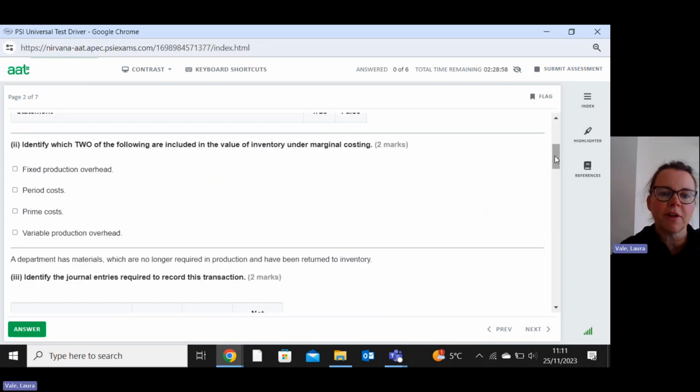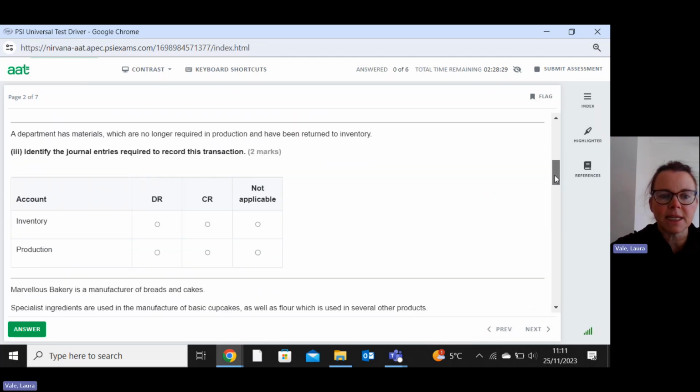Identify which 2 of the following are included in the value of inventory under marginal costing. So under marginal costing, we include the prime cost because it's prime cost plus variable production overhead gives us our marginal. If we were to add our fixed production overhead as well, that would be absorption.